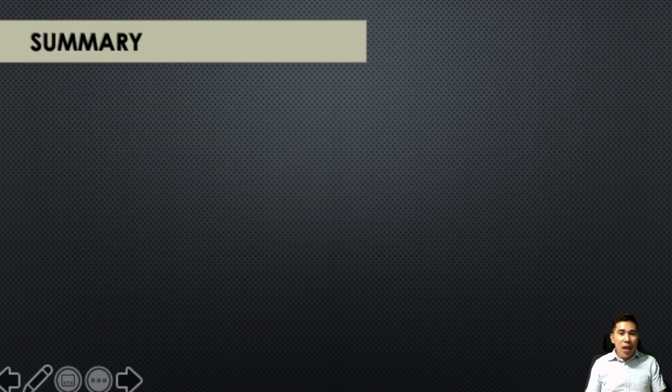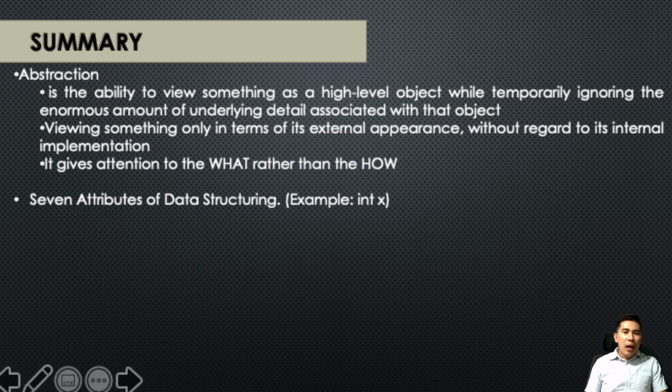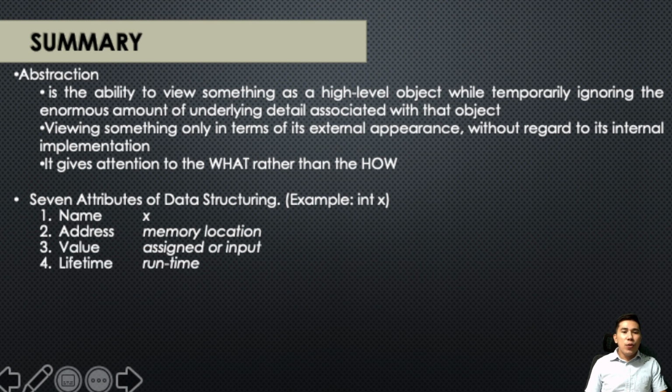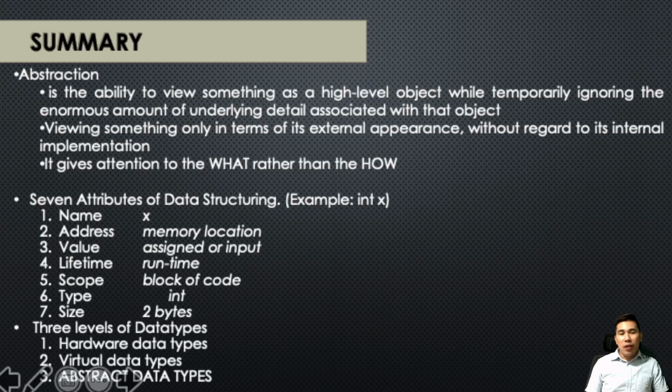So as a summary of our topics for today, abstraction is the ability to view something as a high-level object while temporarily ignoring the enormous amount of underlying detail associated with that object. We have seven attributes of data structuring: name, address, value, lifetime, scope, type, and size. And there are three levels of data types: hardware data types, virtual data types, and abstract data types. In our next discussion, we will be focusing on creating our own ADT.